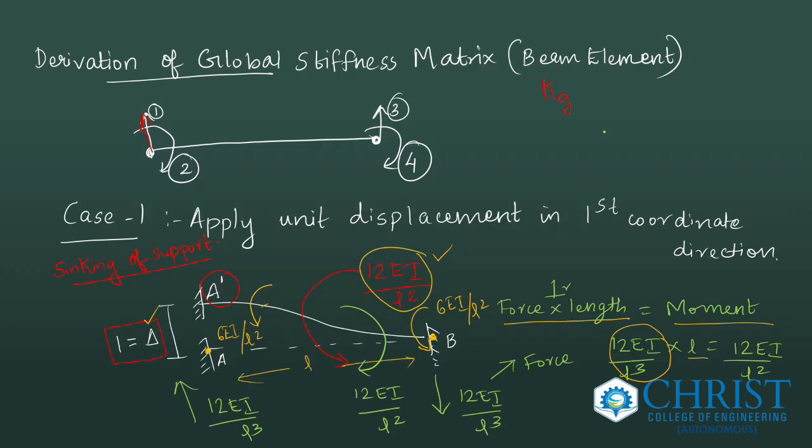So this is a couple actually. Over the length L, we have 12 EI by L cube and 12 EI by L cube. It's a couple or a moment. It will produce a clockwise moment of 12 EI by L square, which will oppose this moment. It will oppose the 12 EI by L square moment and cancel out, and equilibrium is reached. So my idea is to find the moment values at support A and support B, as well as the reaction values at joint A and joint B.